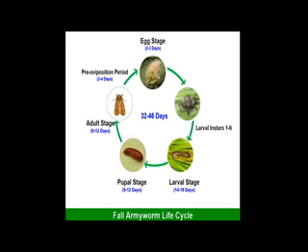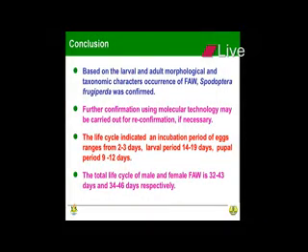It can be concluded that based on the larval and adult morphological and taxonomical characters, the occurrence of fall armyworm in Sri Lanka was confirmed. Further confirmation using molecular technology may be carried out for reconfirmation. Actually, CABI has completed it: incubation period ranges 2 to 3 days, larval period 14 to 19 days, pupal period 9 to 12 days. Total life cycle 30 to 43 days male and 35 to 46 days female.